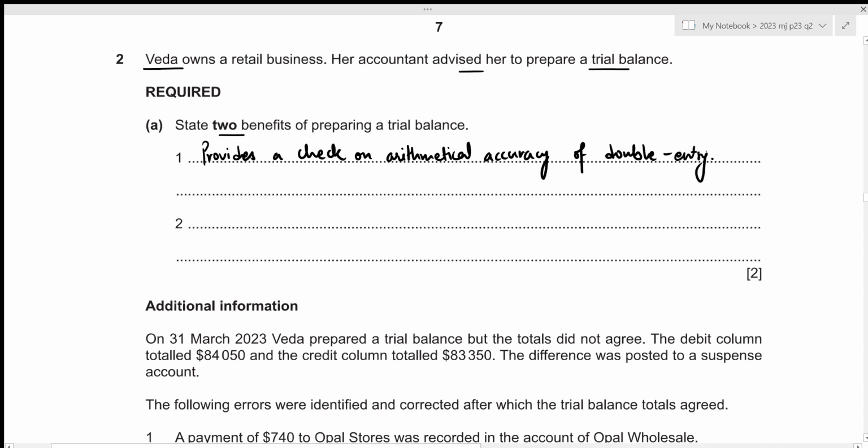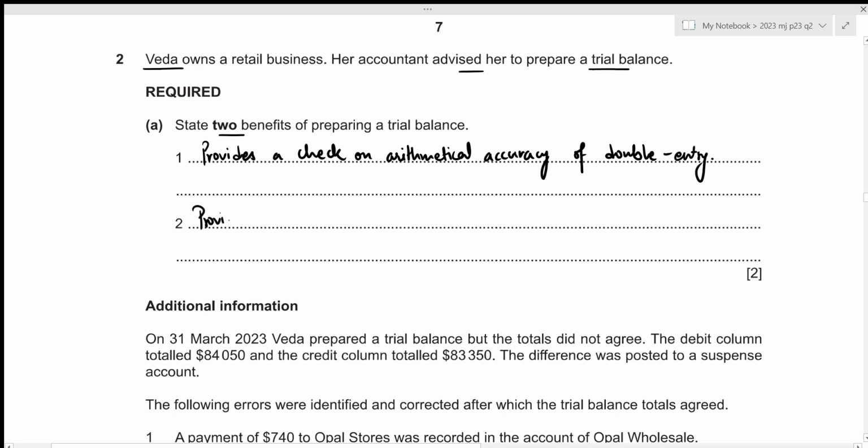The next benefit of preparing a trial balance is that it provides a source of information for preparing financial statements, because if you notice in your questions as well, most of the times you'll be given trial balance and additional information from which you will be asked to prepare statement of profit or loss or statement of financial position.